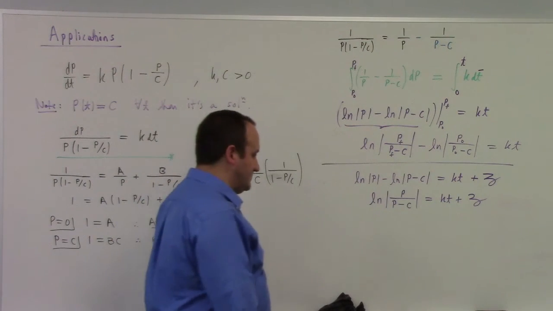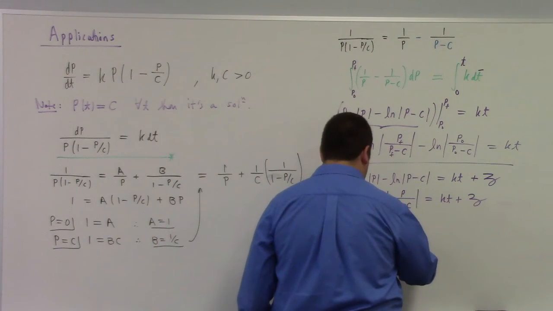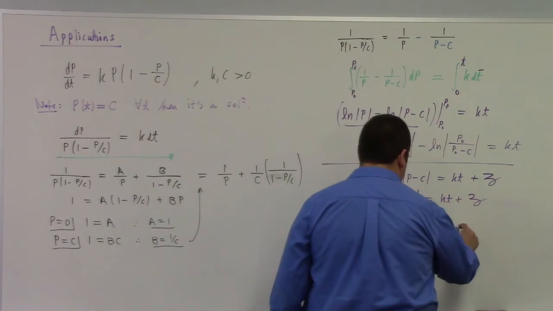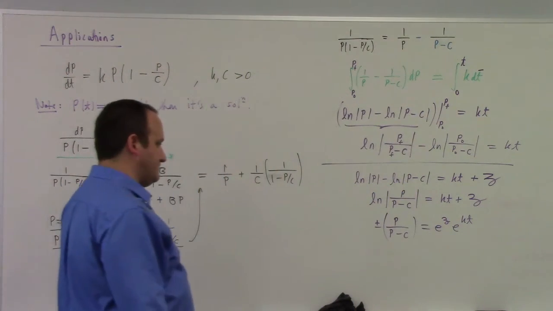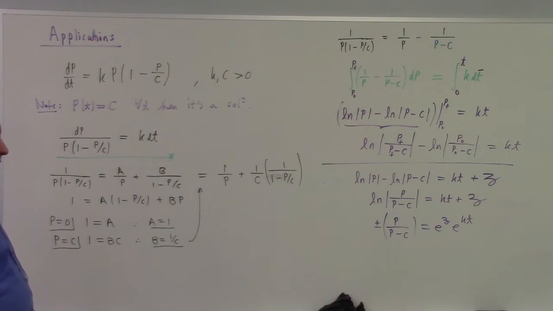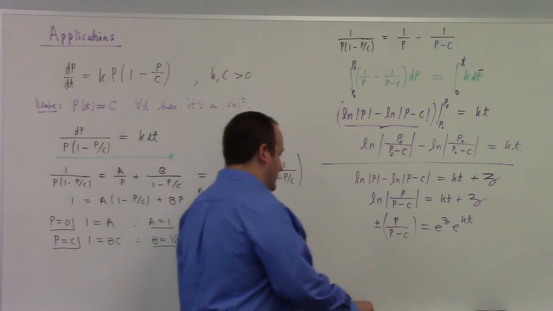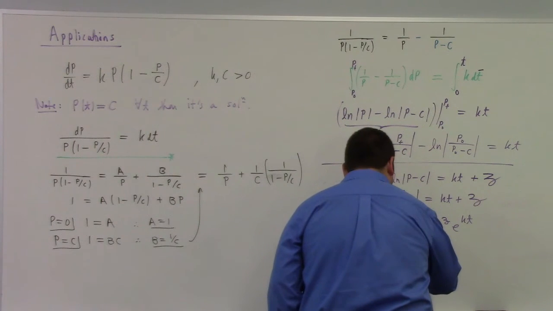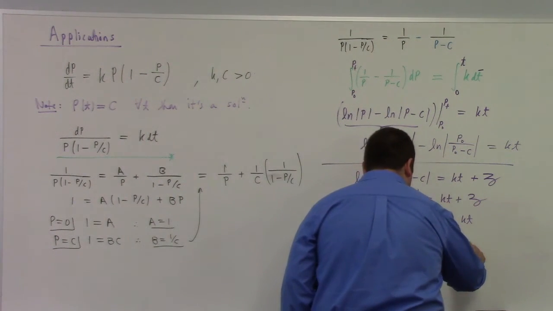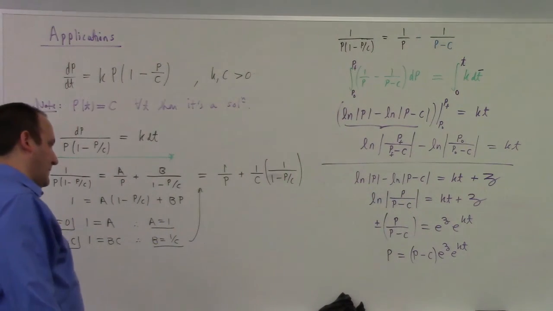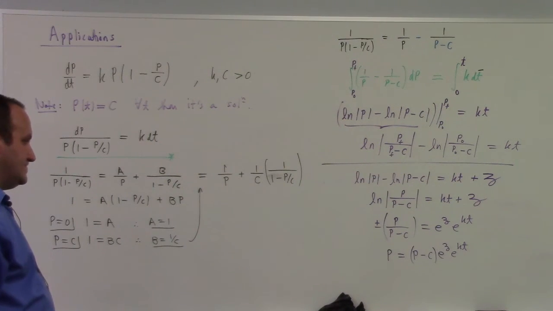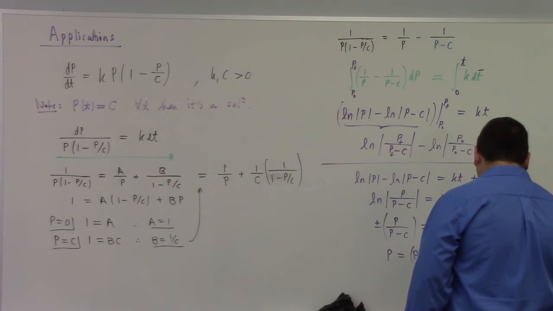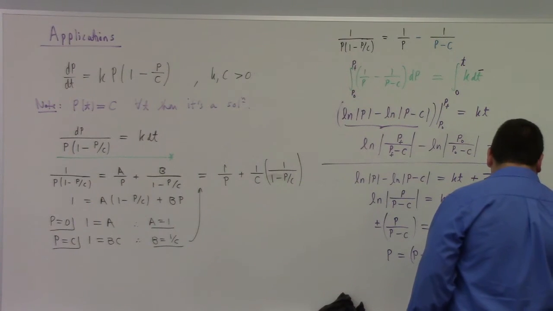And then exponentiate both sides, right? So this is p over p minus c, plus or minus, right? Equals e to the z, e to the kt. Okay, so continuing here, that gives me p equals p minus c times e to the z, e to the kt. And I need to solve for p. How do I do that? How about multiply this out, right? So I've got p e to the z, e to the kt, minus c e to the z, e to the kt.